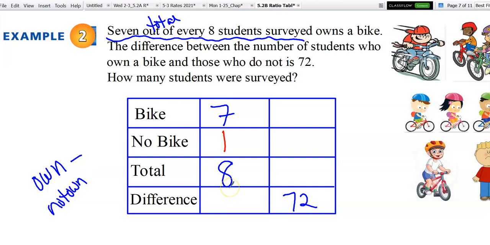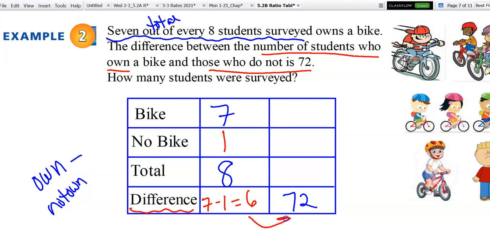It is, I'm going to write this in red because I had to figure this out on my own, 7 minus 1 equals 6. That's the trickiest part of this table. I had to do the math to figure out the difference. I had to read the words to see that it was the difference between the number of students who own a bike and the number of students who do not. So now I see that this number is 6.